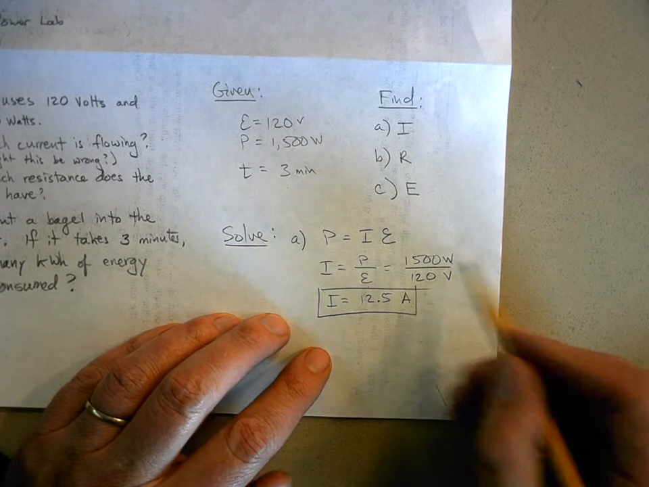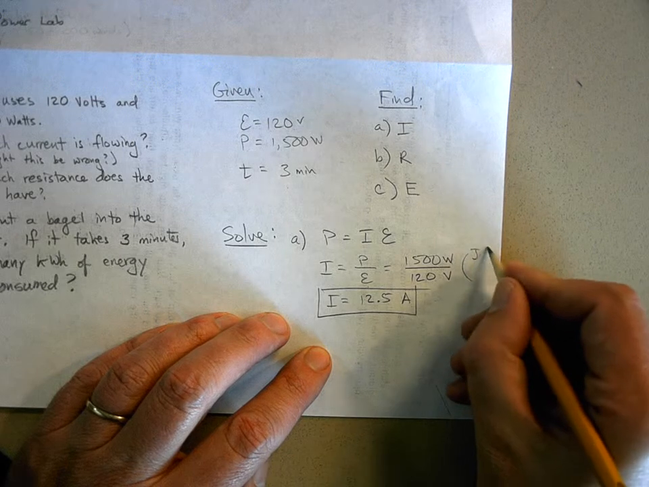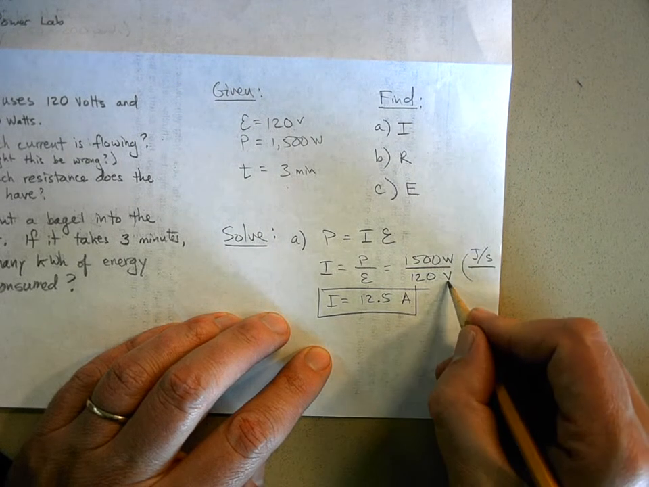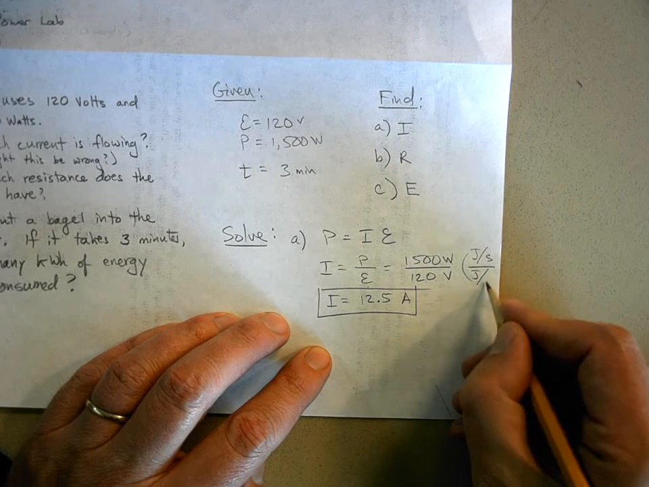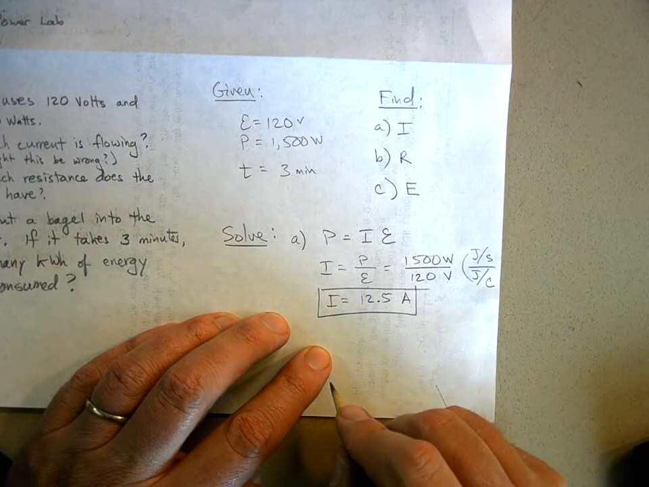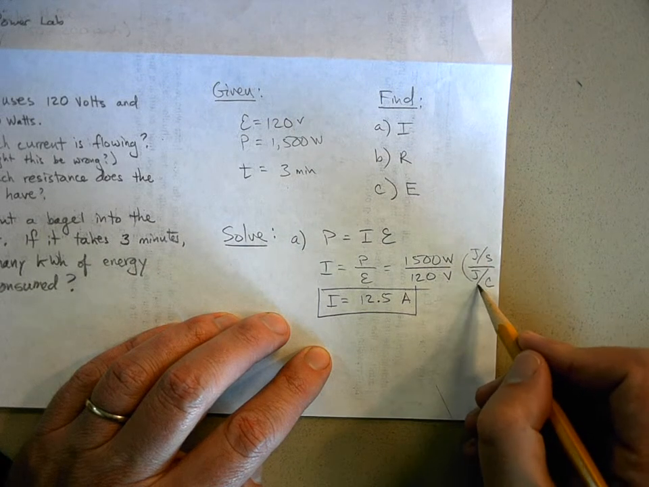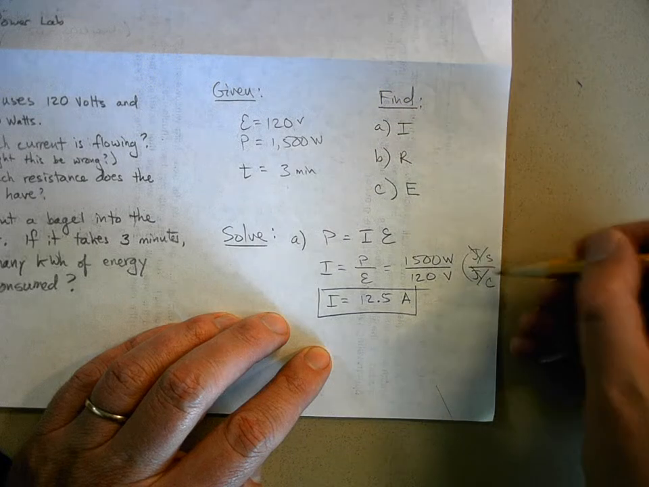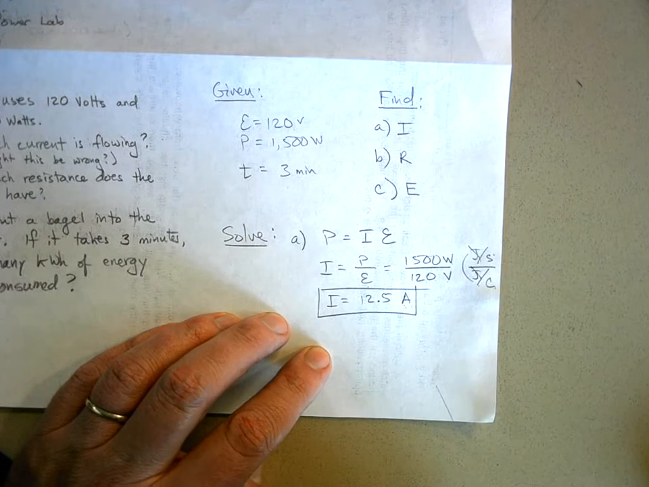By the way, let's take a look at the units here. A watt is a joule per second, and a volt is a joule per coulomb. And if you divide a joule per second by a joule per coulomb, the joules cancel and these reciprocate. You get a coulomb per second, and a coulomb per second is an amp.